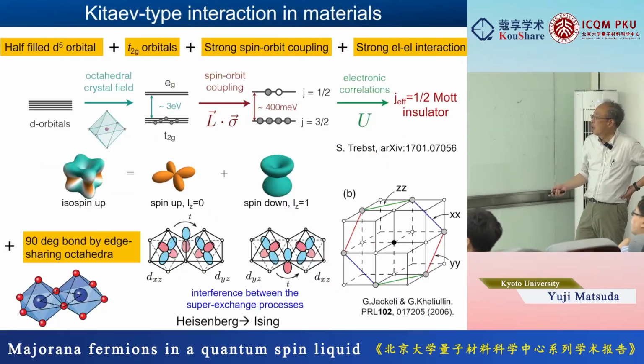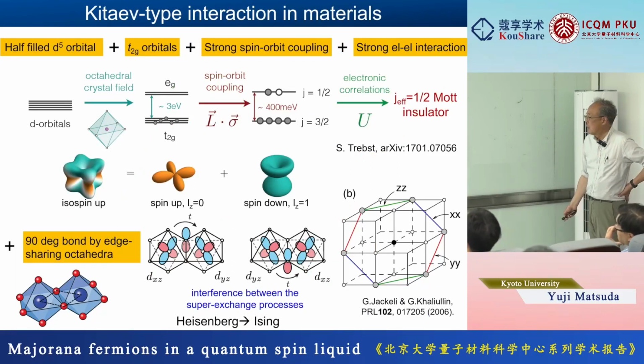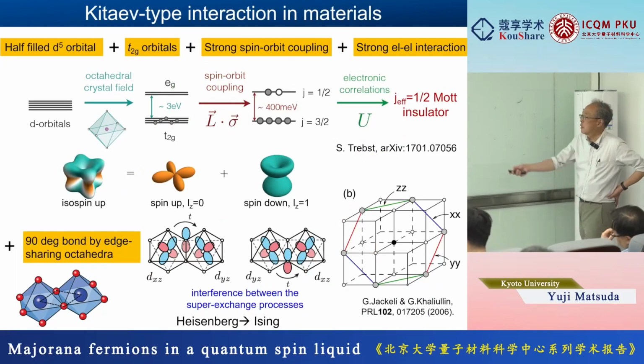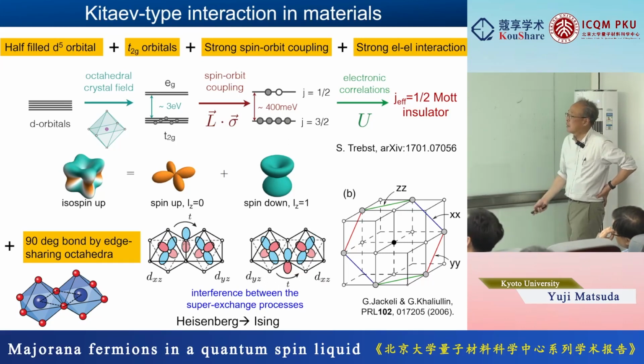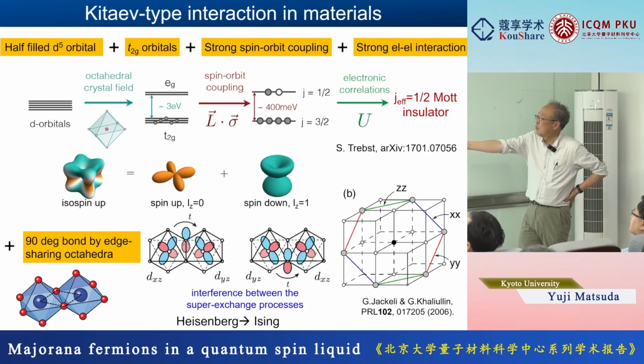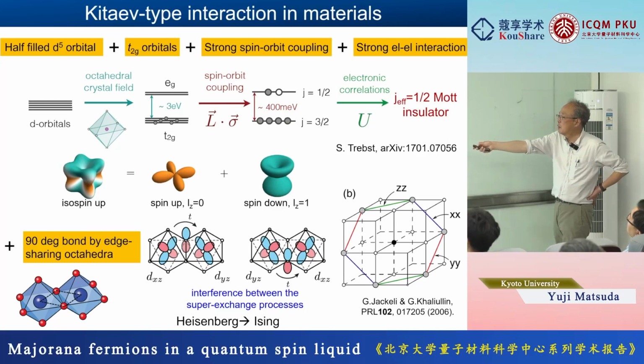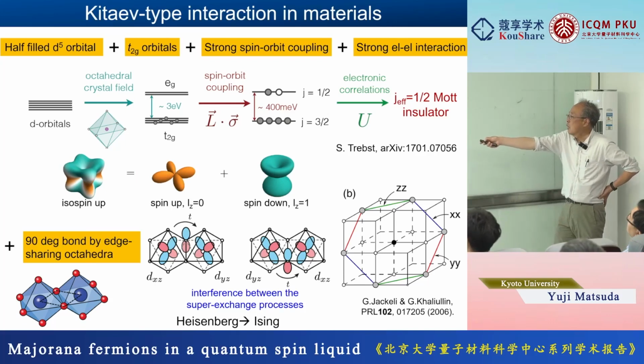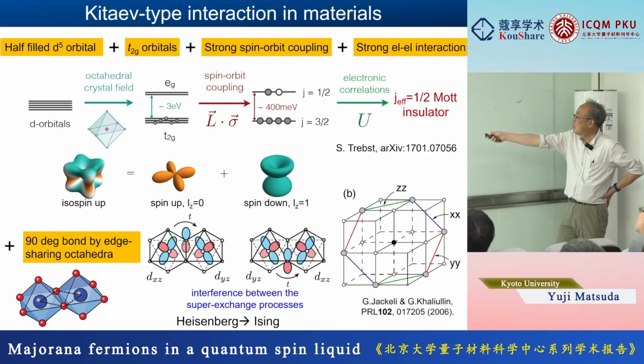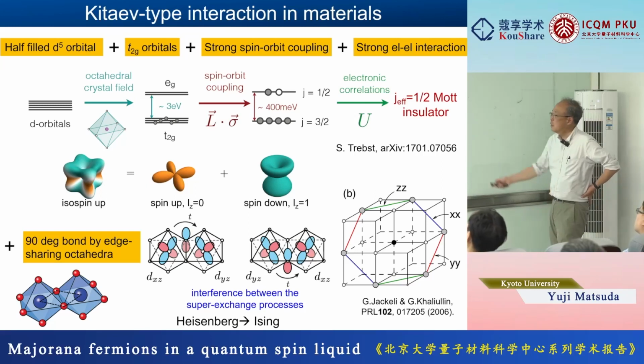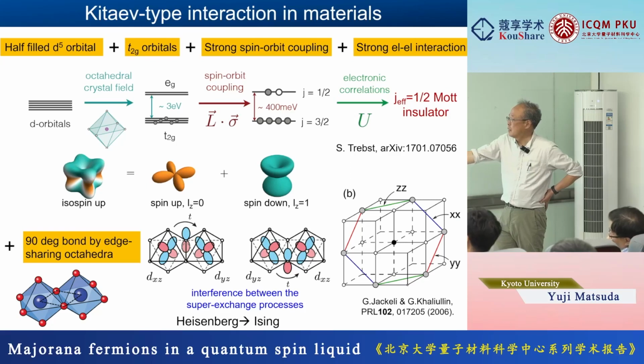The Kitaev model is just a mathematical model, but Jackeli and Khaliullin discussed the Kitaev interaction in materials. They consider a d5 orbital filling in the presence of an octahedral crystal field. Then the orbitals split into eg and t2g. And in the presence of strong spin-orbit coupling, the J equals 1/2 state appears, filled by one hole. So in the presence of strong electron correlation, a J equals 1/2 Mott insulating state appears. Then this state is described by an isospin, which is identical in the X, Y and Z directions.